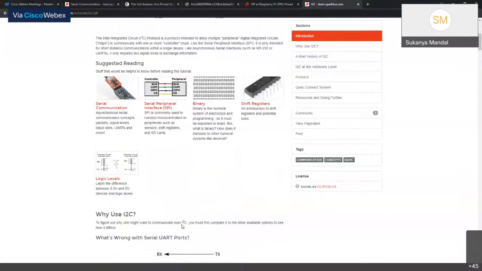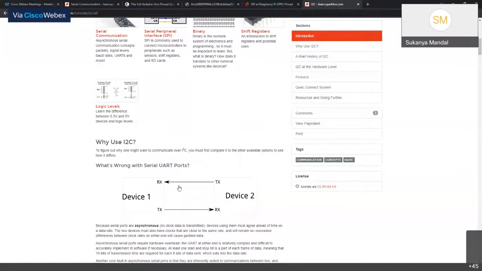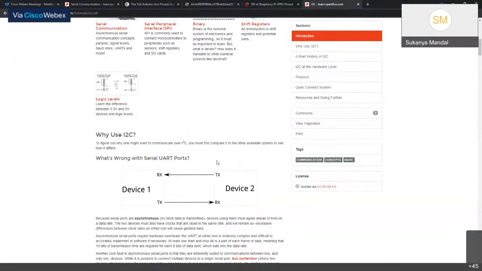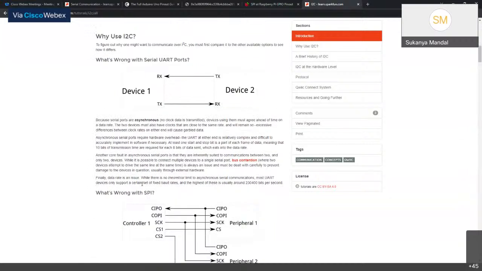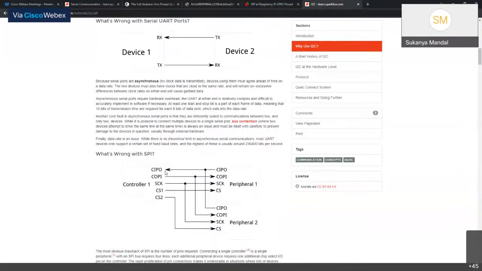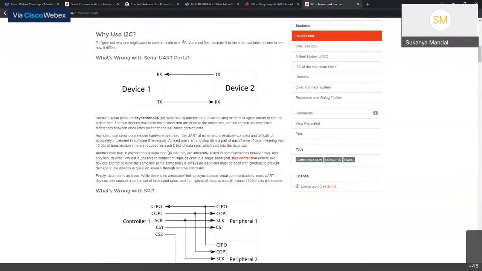All right. So why should we use I2C basically? To figure out what we want to communicate over I2C, it is essential to know the drawbacks of the RX and TX mode of communications. So basically, serial ports are asynchronous, which means that no clock data is transmitted. Devices using them should agree ahead of time on the data rate. Otherwise, communication goes haywire.